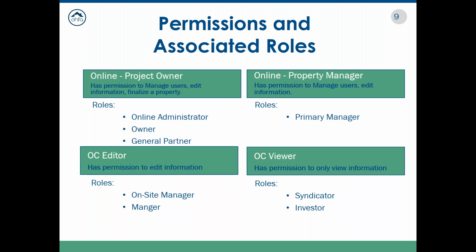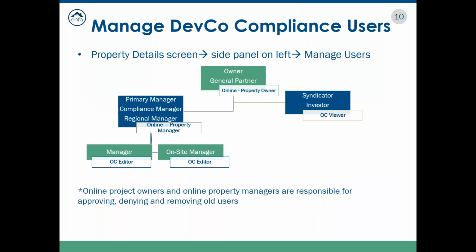And then lastly, your OC viewer has permissions only to view information on a project, but you cannot do any edits. And this is usually someone who is a syndicator or an investor for a project who has this type of access. All right, and this is just another visual of who usually has what type of access. And this same picture is in the DevCo Compliance User Guide, just in case you want to get access to that.